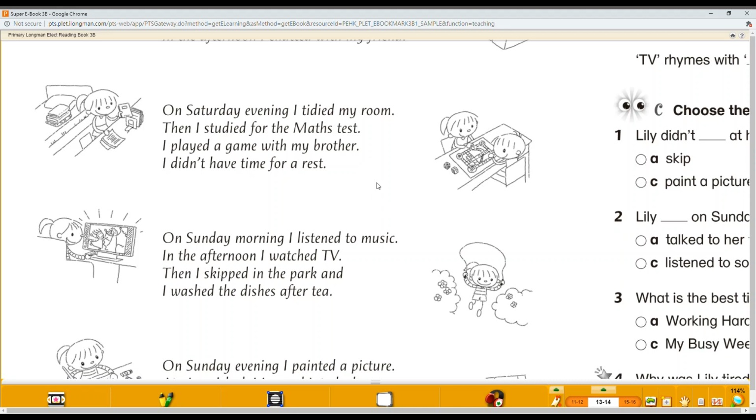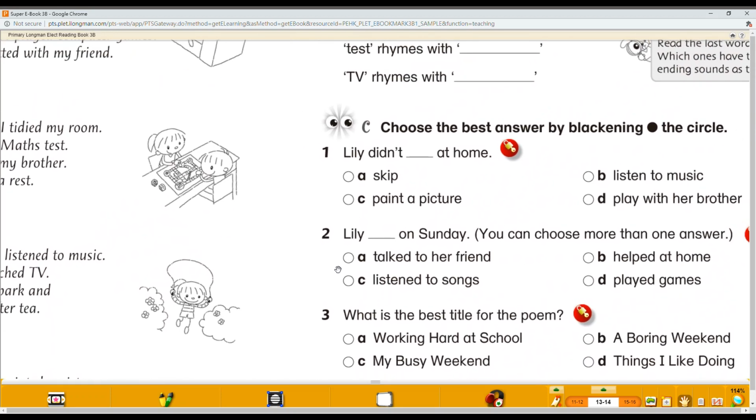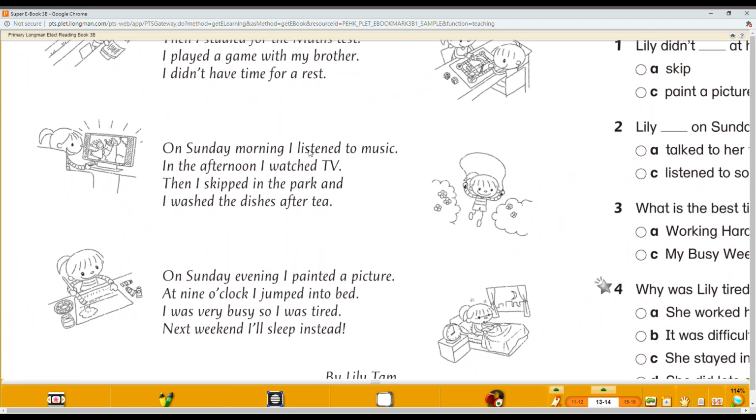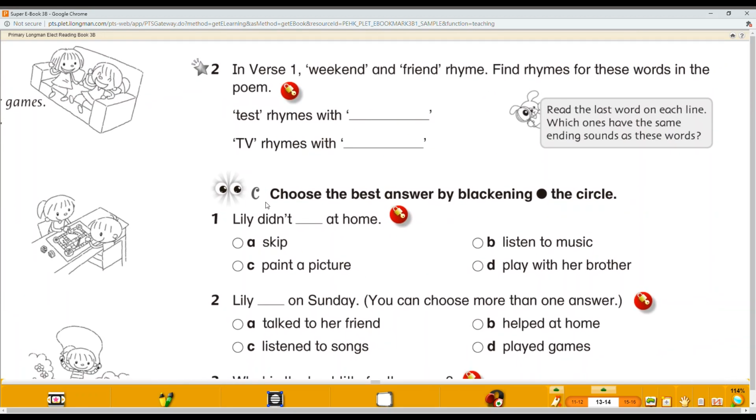But we can check further. So, paint a picture at home. Listened to music at home. Played a game with my brother at home. 1A is the answer. Did you get it?